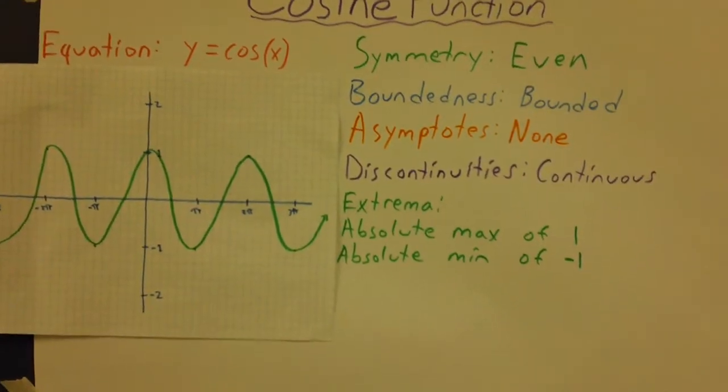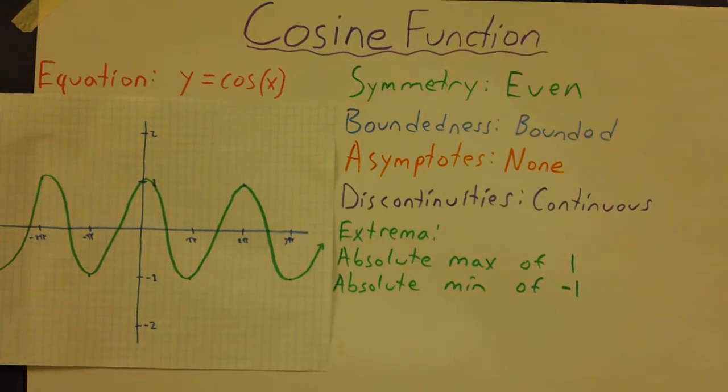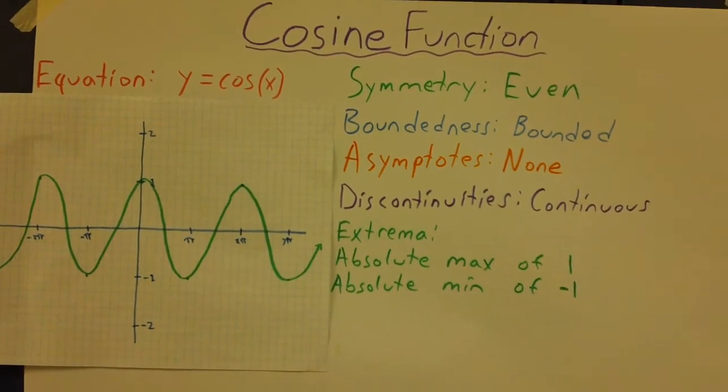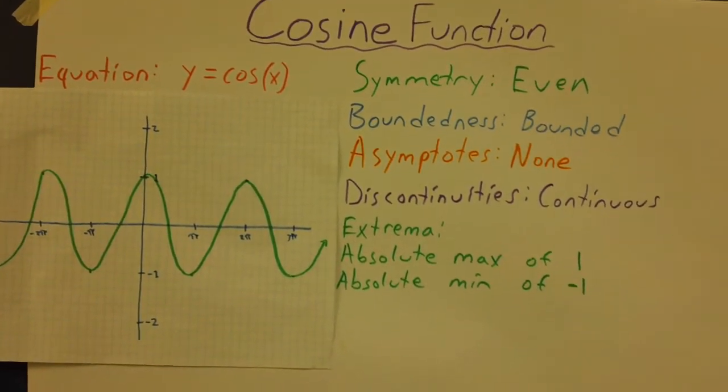The discontinuities is continuous. Extrema is absolute max of 1, and then absolute min of -1.